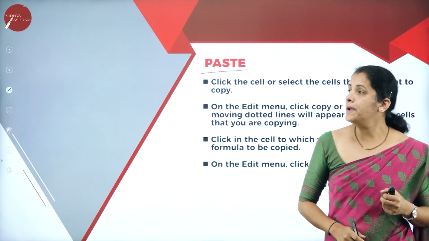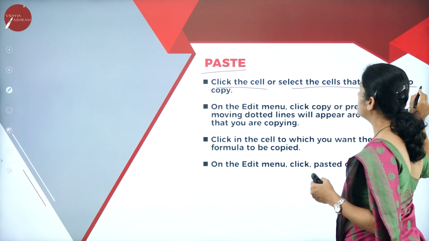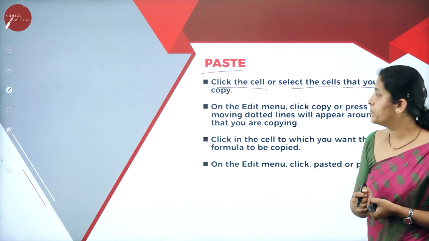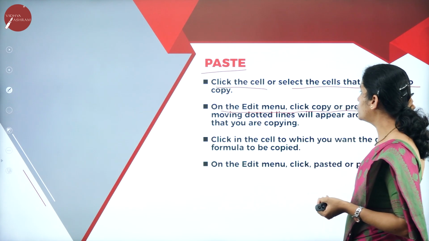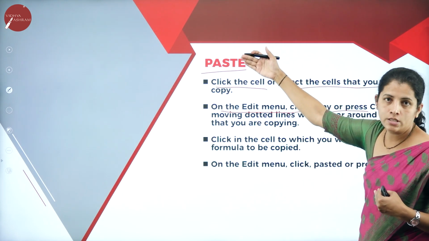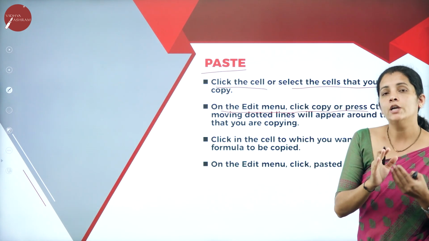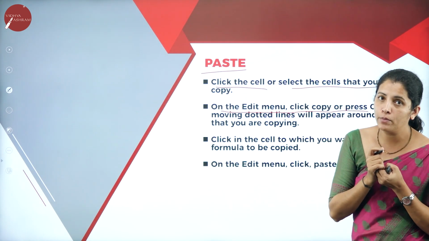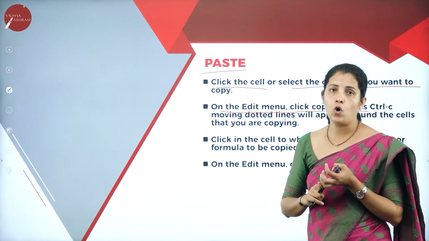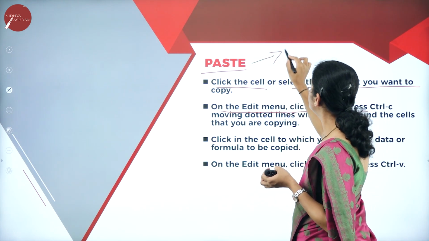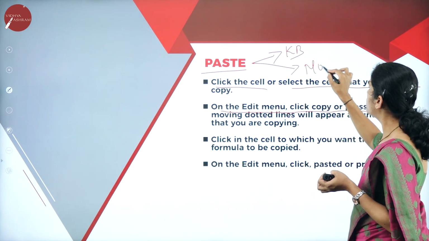Moving further, I'm going to have the option called paste. So what is paste? Click the cell or select the cell that you want to copy. Then go to edit, copy or press Ctrl C. The procedure is the same. Once you have copied your data, you want to paste. How can you paste? To paste your data, you're going to have two options. That is, you can use the keyboard and you can also take the help of the mouse.